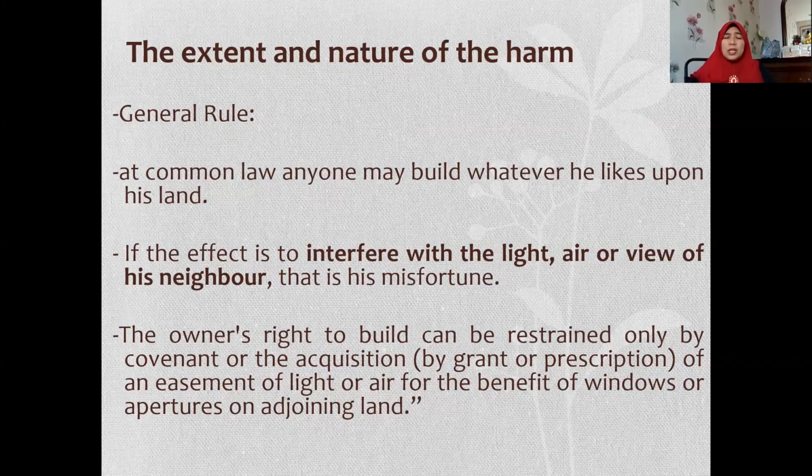Okay, all right. So the owner's right to build can be restrained only by way of covenant, law of contract, or acquisition by grant or prescription of an easement of light or air for the benefit of the land. So this is the way. But nuisance is not the way. Okay, you cannot really sue your neighbor for nuisance. So the only way to restrain is by way of covenant, contract law, as well as land law, easement. Okay, all right. So there's no remedy or no way to stop or restrain under nuisance. Okay, we stop here. We are going to continue later with the second factor to determine the reasonable interference.